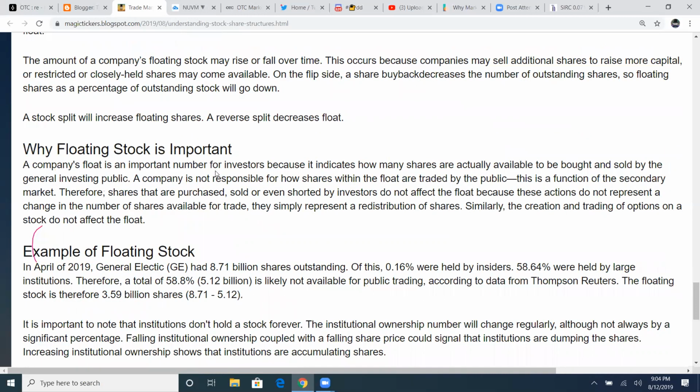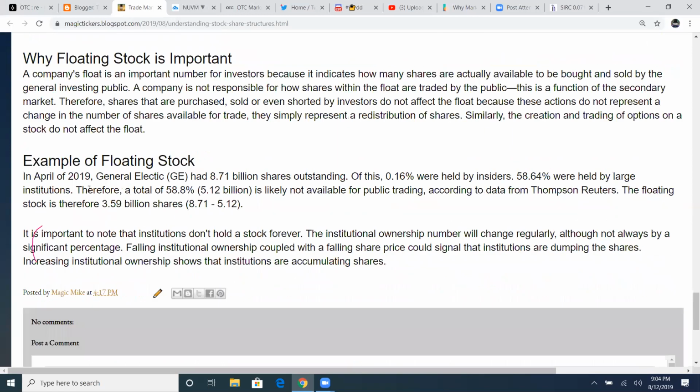Why floating stock is so important. A company's float is an important number for investors because it indicates how many shares are actually available to be bought and sold by the general investing public. A company is not responsible for how shares within the float are traded by the public. This is a function of the secondary market. Therefore, shares that are purchased, sold, or even shorted by investors do not affect the float because these actions do not represent a change in the number of shares available for trade. They simply represent a redistribution of shares. Similarly, the creation and trading of options on a stock do not affect the float.